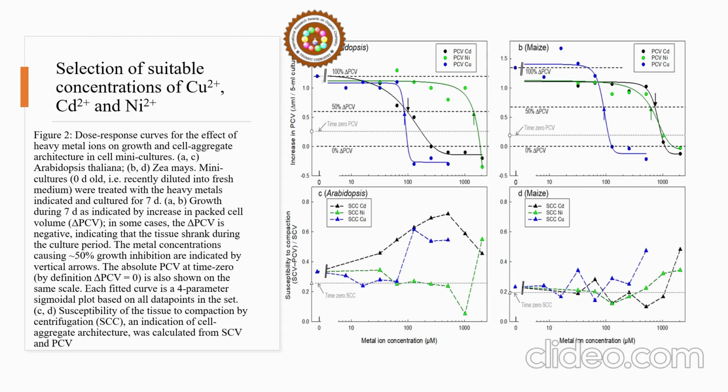and it is going to halve its growth above 1000 micromolar concentration. And yes, cadmium is also going to have a similar effect on both plant species, as you can see, having 50% growth inhibition at about 500 plus micromolar concentration, while the maize cell suspension culture is going to tolerate cadmium and nickel a bit longer, about 1000 micromolar concentration, and we can see the toxic effect of cadmium and nickel at more than 1000 micromolar concentration. And susceptibility to compaction is going to increase with the increasing concentration of all three metals.